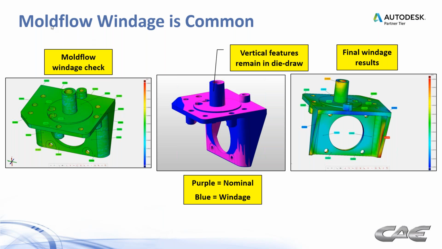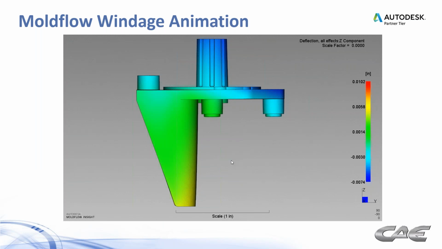But the point here is windage is becoming very common, and we've worked out a methodology to be able to do this very rapidly. We were able to turn this around in one week's time, to bias the tool using Moldflow analysis as our guide, then morphing the part and doing some windage checks to be able to get the final part where we want it.